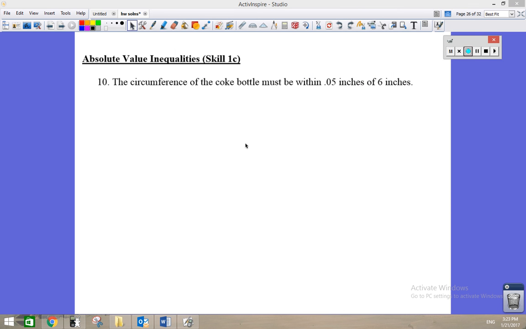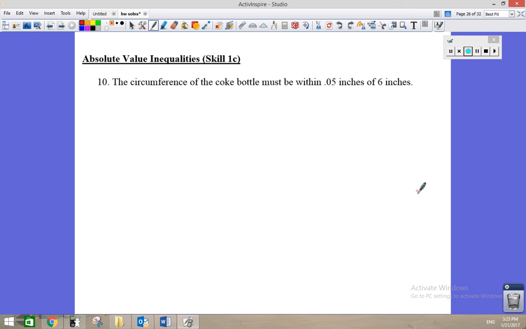Let's take a look at problem number 10. Now this section of problems, we're wanting to write inequalities and not equations, absolute value inequalities. So we have a Coke bottle and we have a circumference. If our bottle is too small, then we won't be able to put our desired amount of Coke. And if our bottle is too big, when customers look at it, it's going to look like there's less Coke in there, and they might think they're getting ripped off.